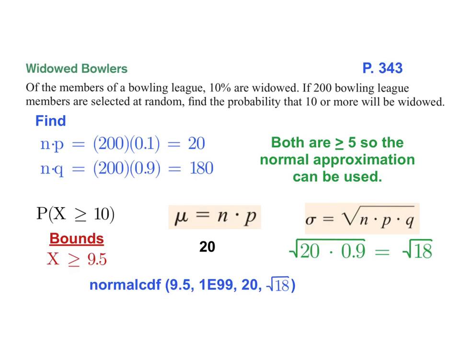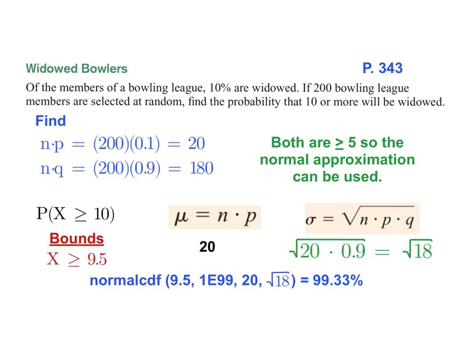What's the answer? Well, let's think about what the answer should be before we actually answer it. They're saying that 10% are widowed. So what is 10% of 200? 20. So the probability that 10 or more should be high or low? It should be really high, right? If 10% of 200 are widowed and they're wanting to know 10 or more, we already think 20 is what it should be. So it should be just about everything. 10 should be way down there.